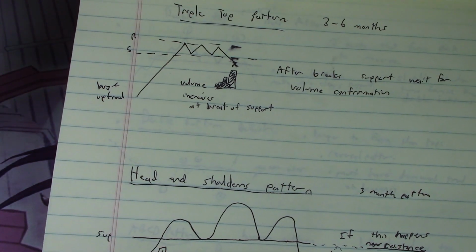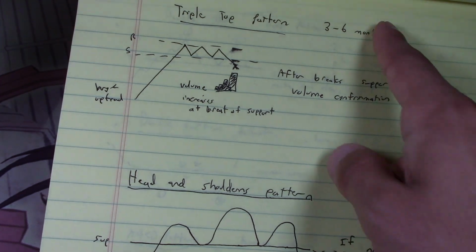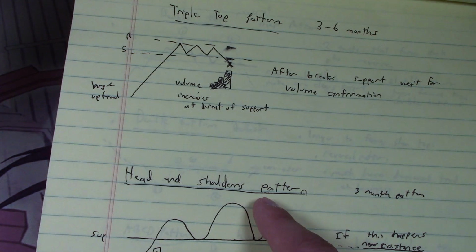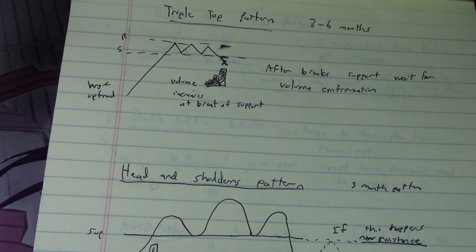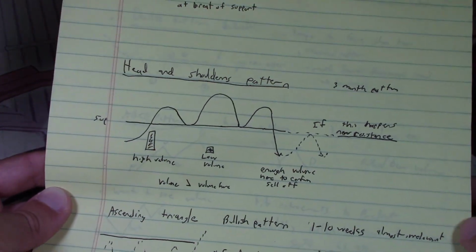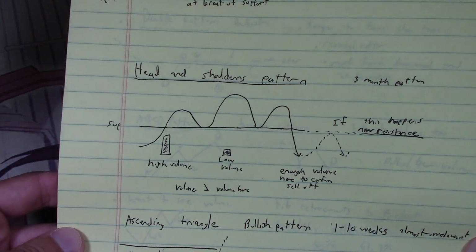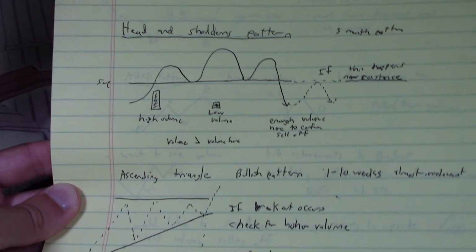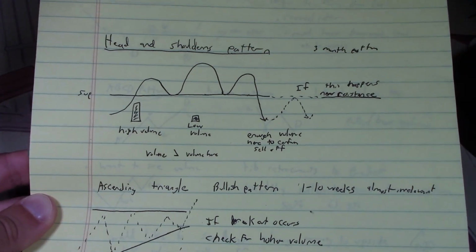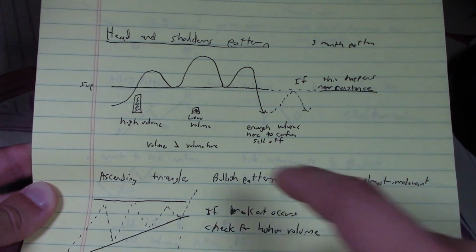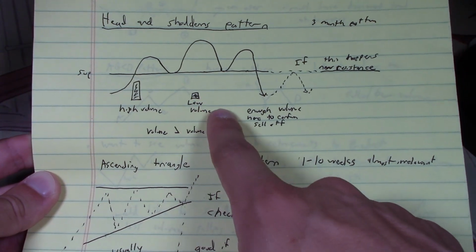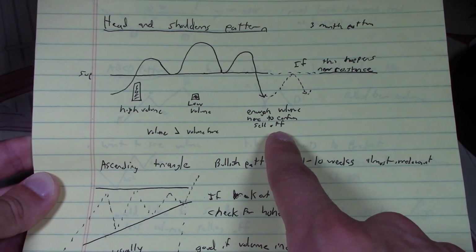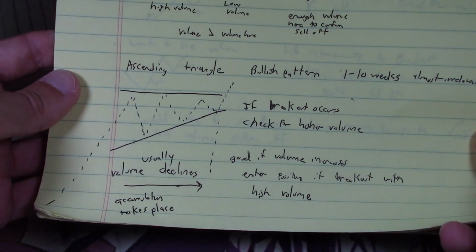The triple top pattern, 3 to 6 months, that's kind of irrelevant, this can happen whenever. I just wrote it out. I don't really agree with it because it's very hard to predict until you're in the moment. That could be a double top, could be a triple top, you don't really know. Head and shoulders, I've seen this a lot, so you should have high volume into the move, low volume around here, and enough volume here to confirm a sell-off.